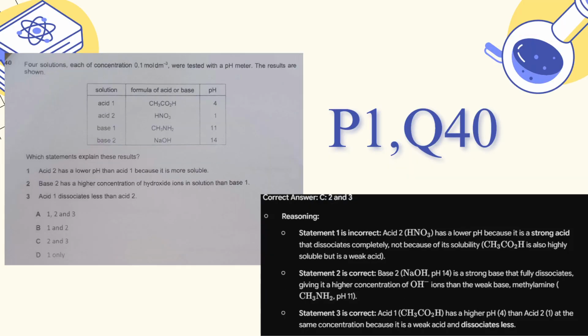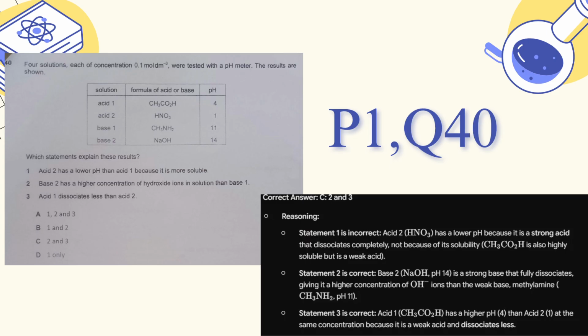Before we enter paper 2, we answer question 40. The correct answer is C, 2 and 3. Statement 1 is incorrect because acid 2 has a lower pH because it is a strong acid that dissociates completely, not because of its solubility.